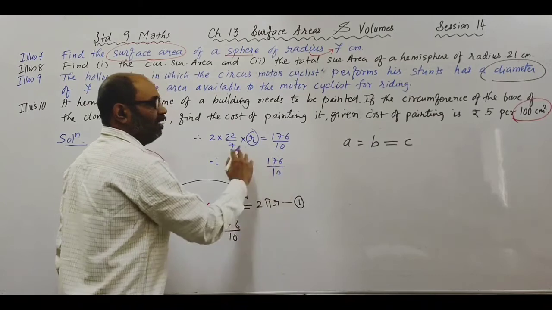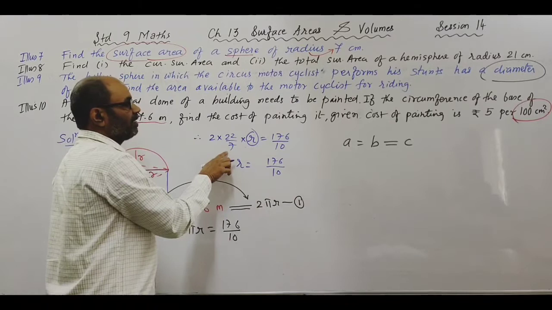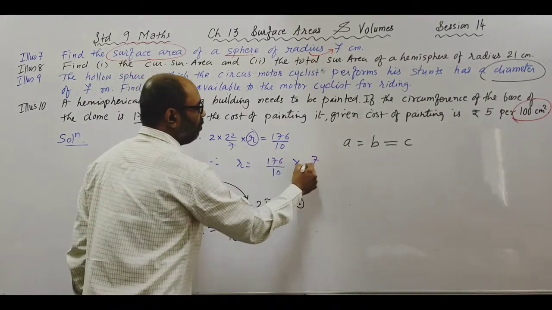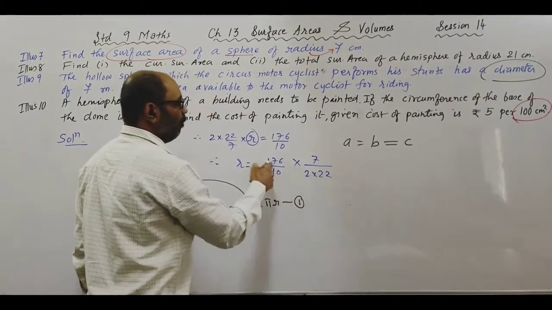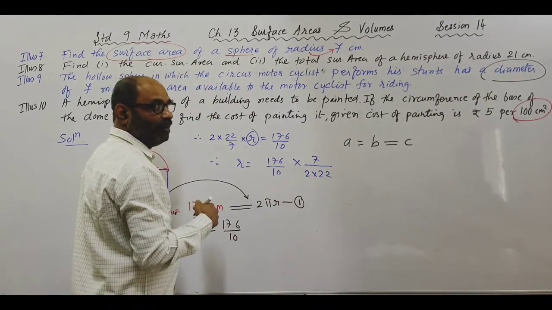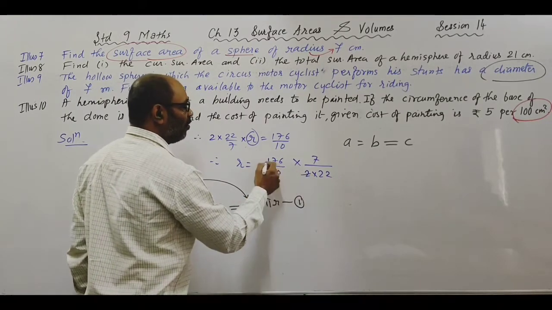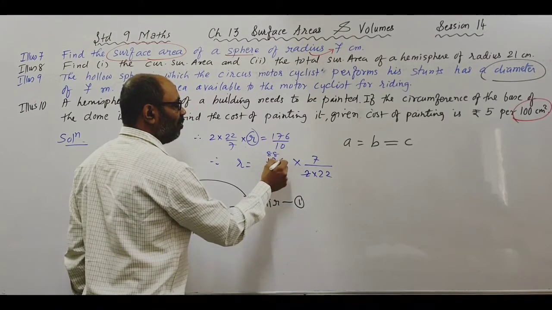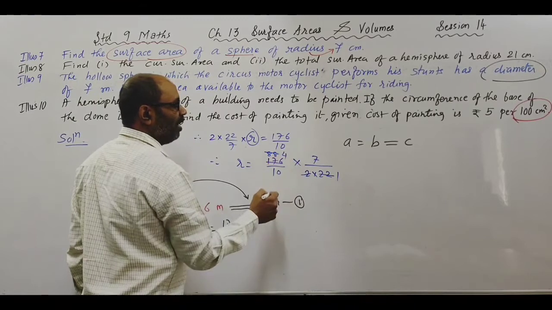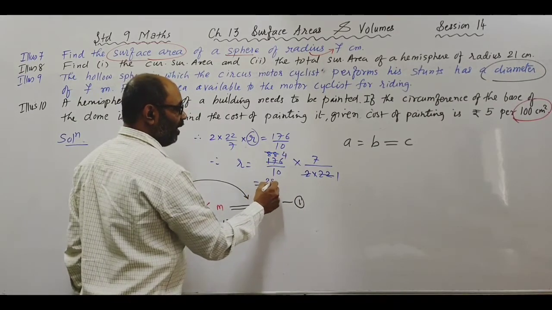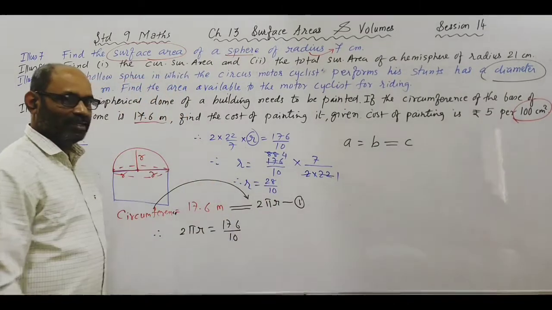176 upon 10, these two numbers are already there on the right hand side. Take 7 on the other side, it will multiply. Take 2 and 22 on the other side, it will divide. Hopefully this should be a multiple of 2. 2 is there, 11. Cancel with 2. 2 8s are 16, 2 8s are 16, right? And 22 1s are 22, 4s are 44. So you got 28 upon 10.